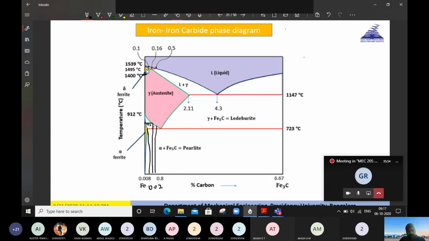This composition is 0.16 percent of carbon, this composition is 0.5 percent of carbon, and this composition is 0.8 percent of carbon. This is 2.11 and this is 4.3. Okay, so let us see how to draw this diagram.